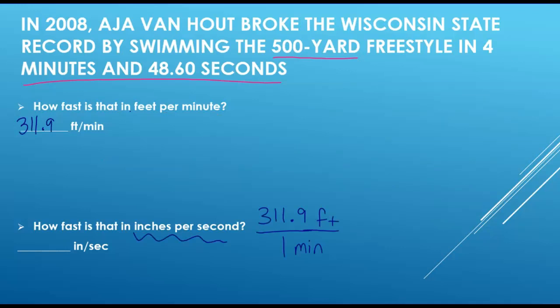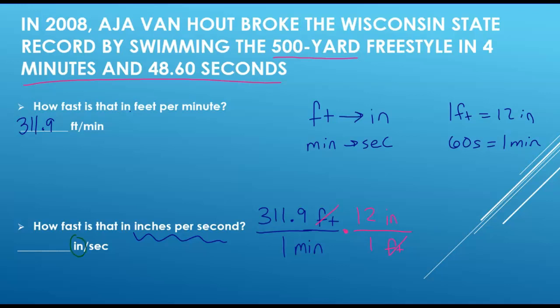Now we need to change our 311.9 feet per minute, so that's per 1 minute, into inches per second. So I need to change my top feet to inches, and I can do that with one conversion. And we need to change the bottom from minutes to seconds. And we know that conversion as well, 60 seconds in 1 minute. So it's going to require 2 other ratios. All right, to cancel the feet, I need feet on the bottom and inches on top. There's 12 inches in 1 foot. So the feet will cancel, and we'll be left with inches on top.